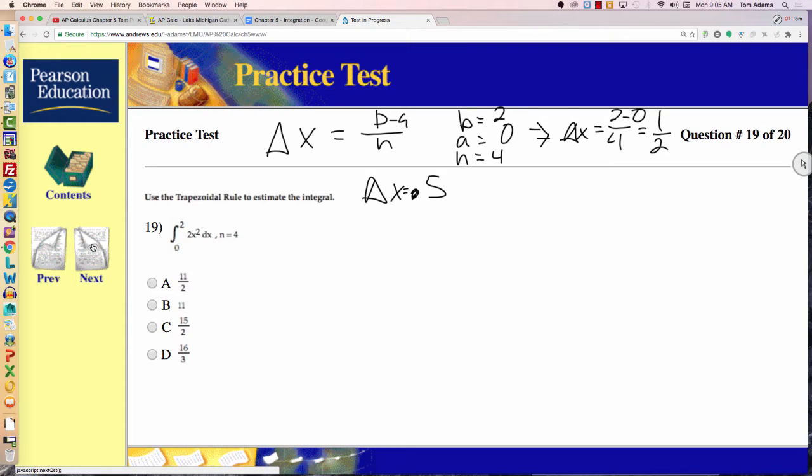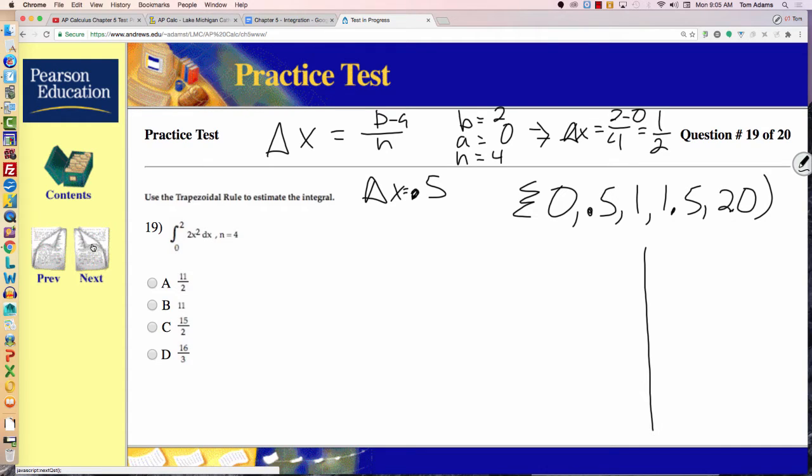And now for the trapezoidal rule, remember, we would start evaluating. In other words, our domain would be 0, then we would say 0.5, then 1, 1.5, and then 2, 2.0.